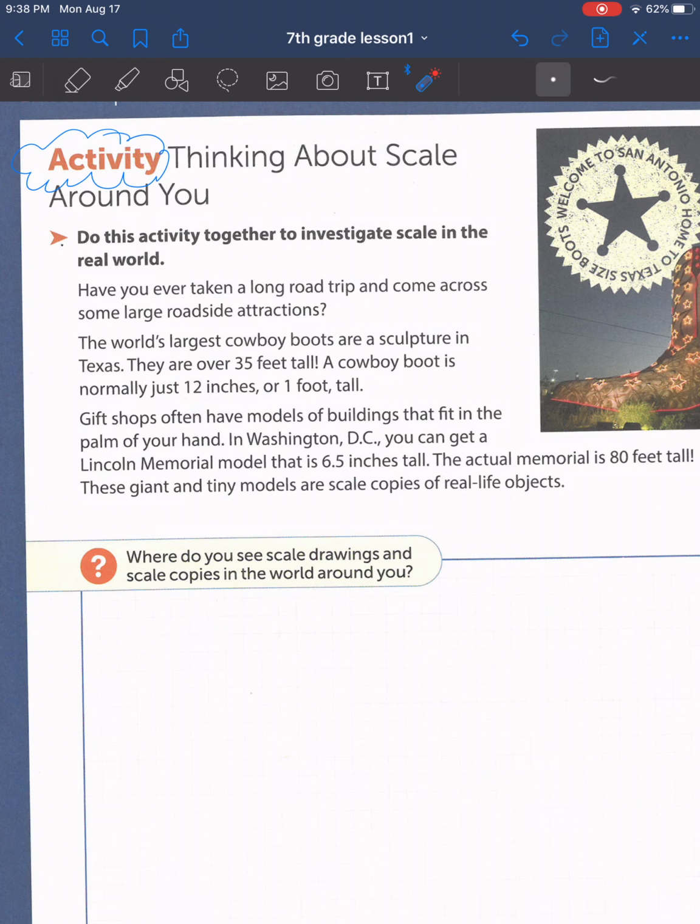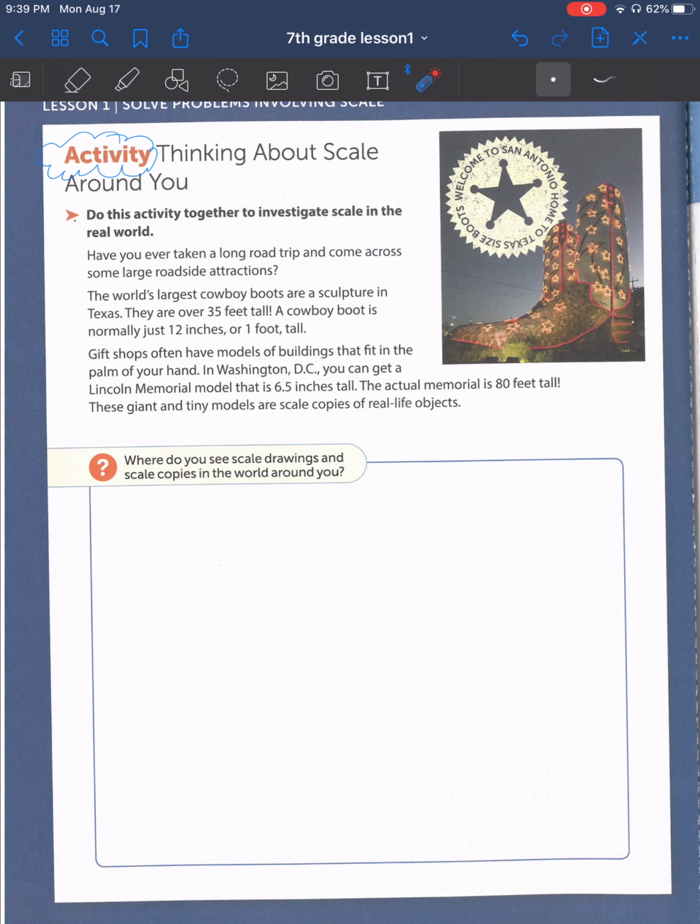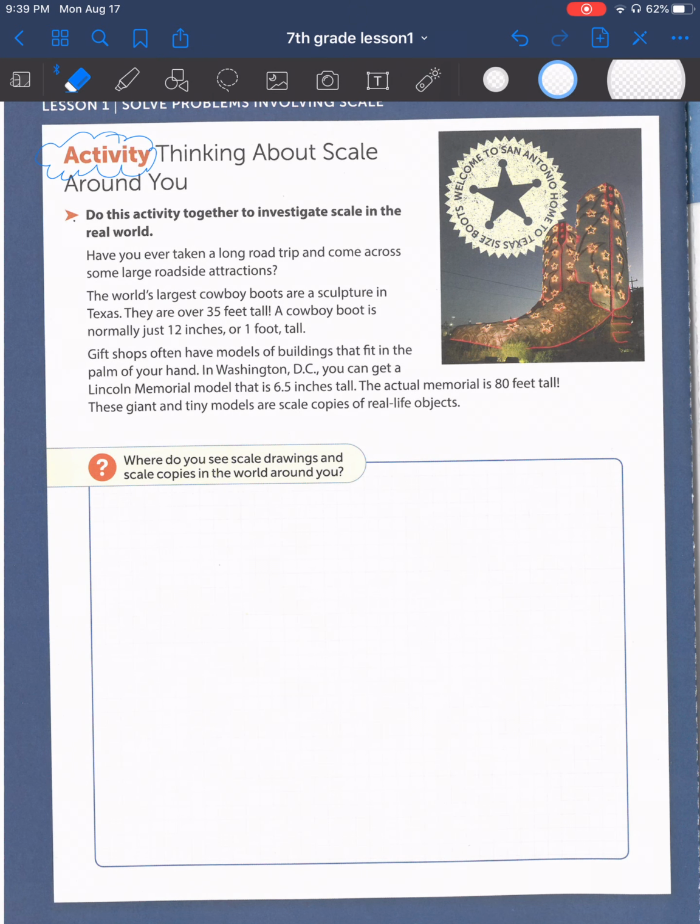Gift shops often have models of buildings that fit in the palm of your hand. In Washington, D.C., you can get a Lincoln Memorial model that is 6.5 inches tall. The War Memorial is 80 feet tall. These giant and tiny models are scale copies of real-life objects. I've seen a few scale copies of things in my life, and it's really awesome when they actually are mathematically to scale. So the question says, where do you see scale drawings and scale copies in the world around you?